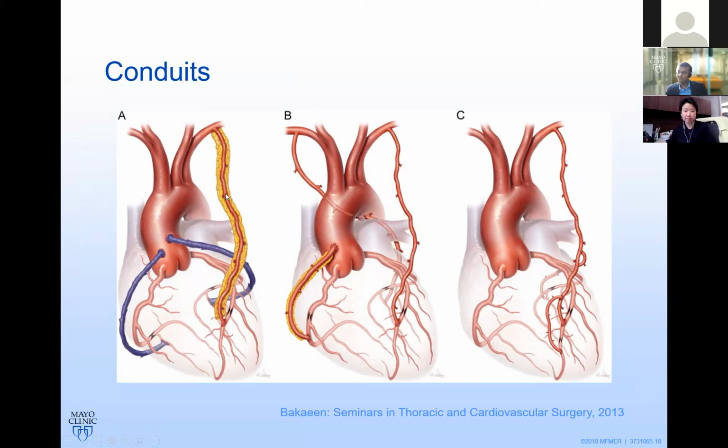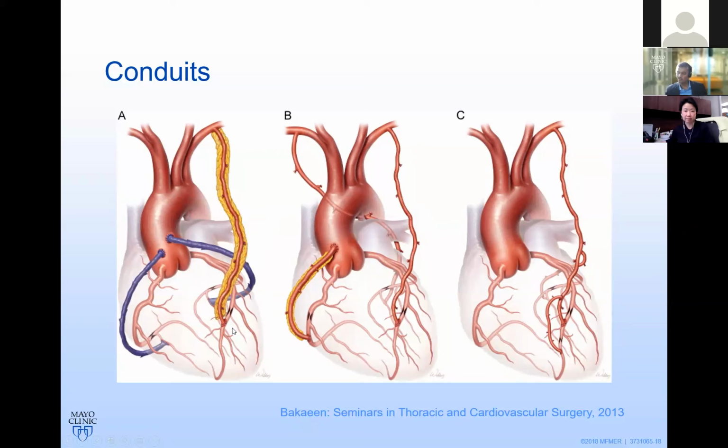The fat here is in yellow. It's a pedicle takedown, in the form of a pedicle. And this one here is the same IMA, but the harvesting technique is different, where we have skeletonized the IMA. And here we have used a piece of radial artery from the arm. So these are different ways you can bypass and use different configurations.